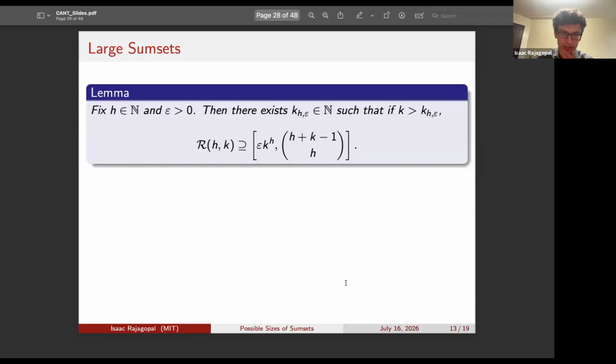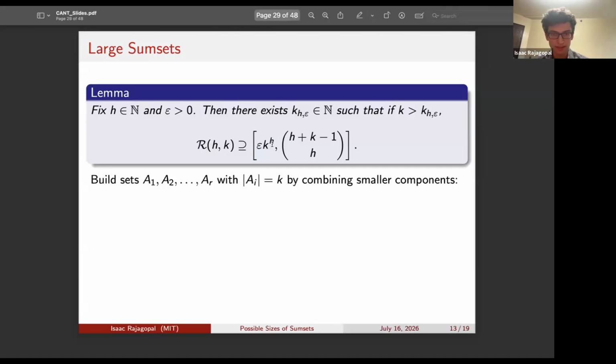The main technical lemma is that for any epsilon bigger than 0 and k sufficiently large, you can get everything above epsilon k to the h achieved. I'm not going to have time to give the whole idea of the proof, but I'm going to sketch the construction.